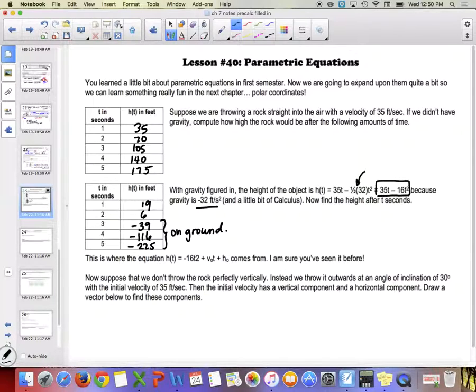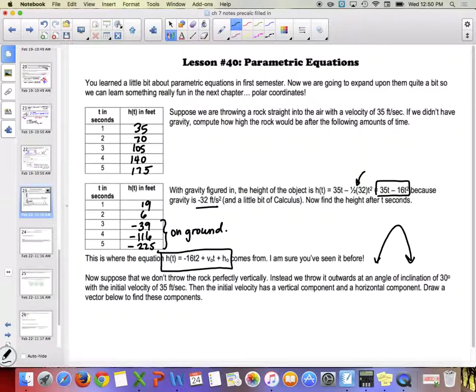Okay, so this is where the equation h of t equals negative 16t squared plus v sub 0 t plus h sub 0 comes from. I'm sure that you've seen this before. This is in every single Algebra 2 textbook. I forgot to raise my 2 there. But this is our height for anything, we call it projectile motion, anything that you're throwing up and it's coming back down. So it's going to make a shape like a parabola.